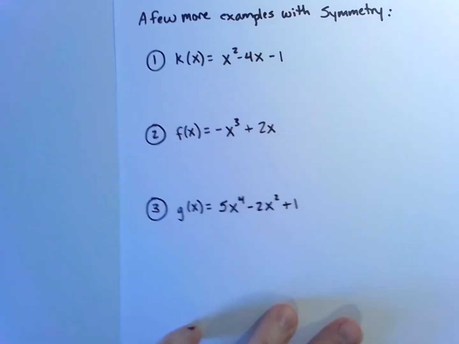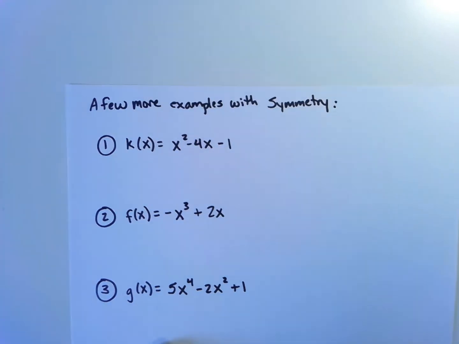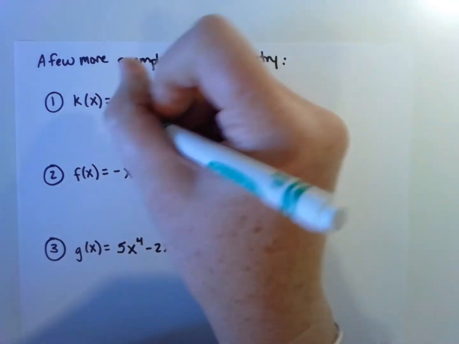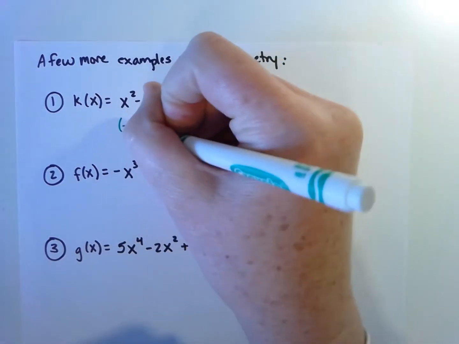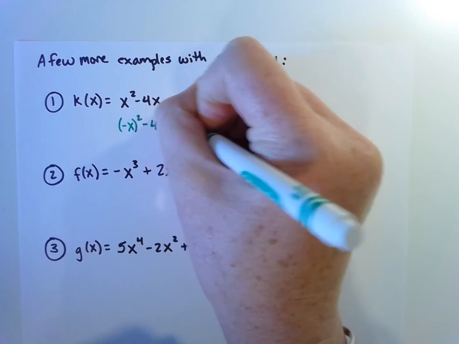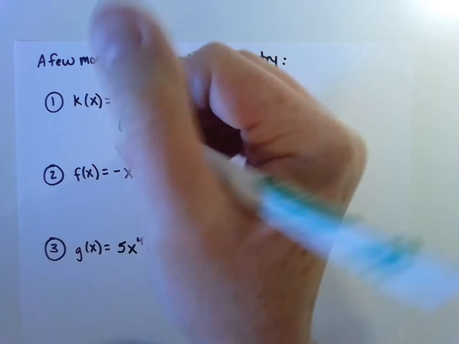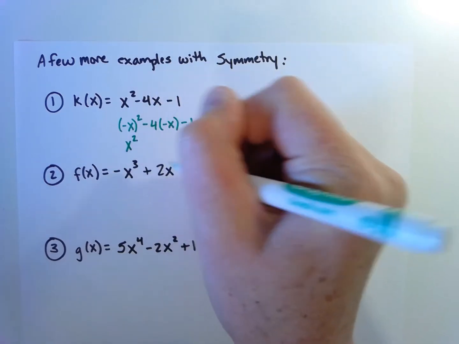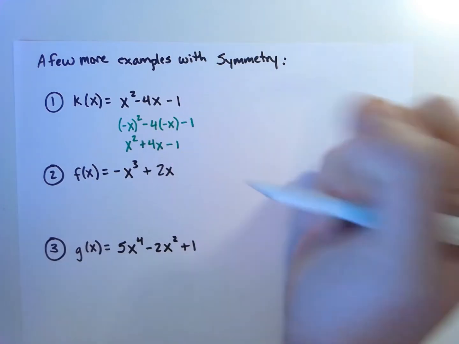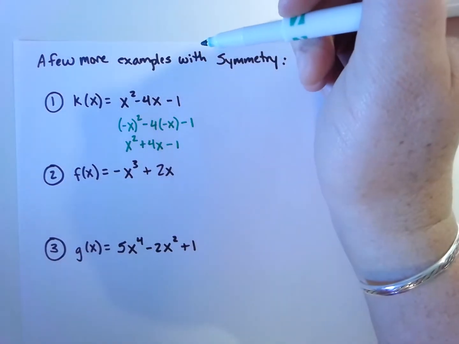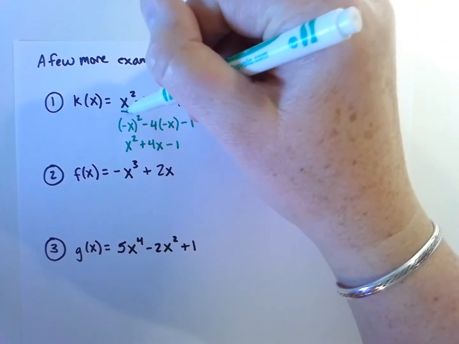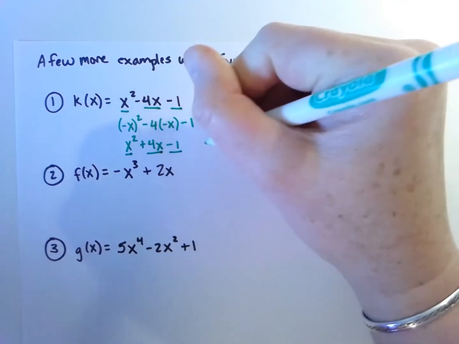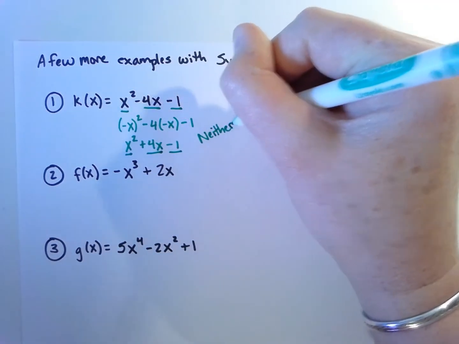Let's look at a few more examples. So just to practice that for just a second. If we're given example 1, and we have x squared minus 4x minus 1, we want to substitute negative x in place of x, and then simplify. So we would have negative x squared is equal to positive x squared. Negative 4 times negative x is positive 4x, and then minus 1. And so then we look and see what happened. So this sign stays the same. This one changed, and this one stayed the same. So this one will be a neither.